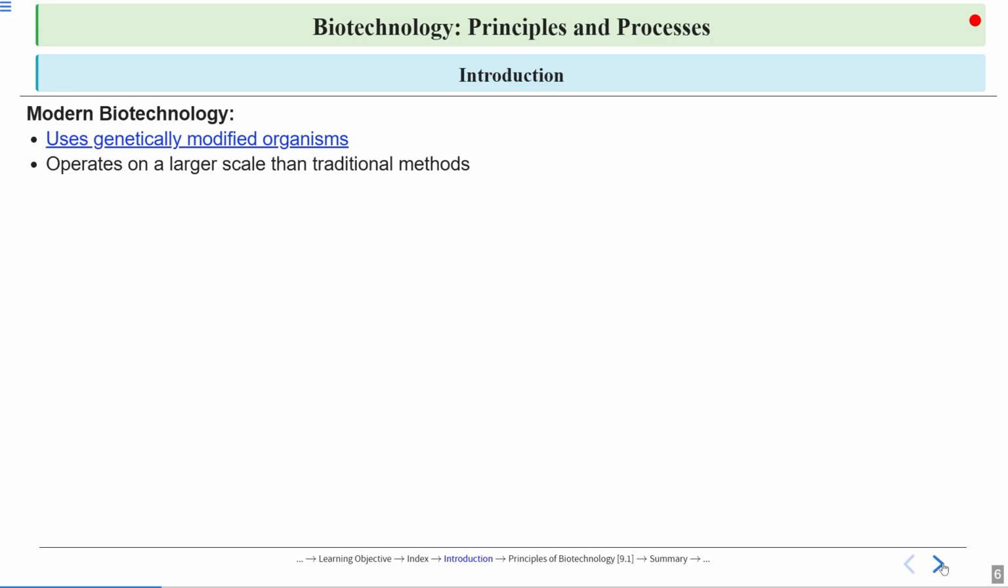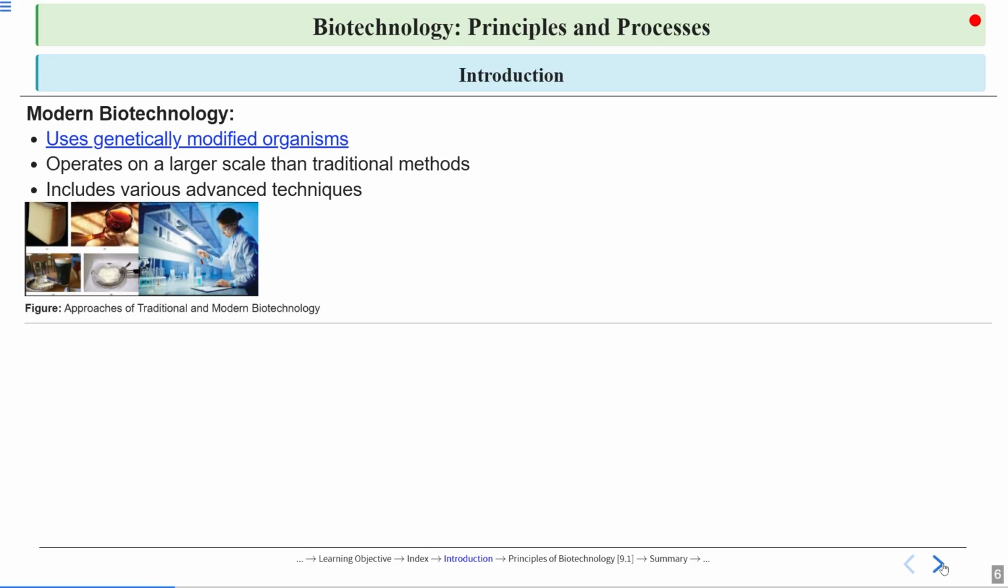It is not like the traditional method, where we used small cultures for fermentation and similar things. In this, we operate on a very large scale. It includes various advanced techniques that we are going to discuss in upcoming slides too. Here again is the pictorial representation of the approaches of traditional and modern biotechnology. So now let's move ahead.